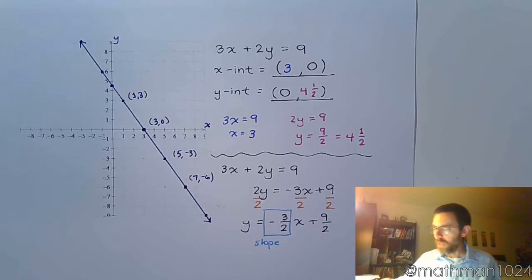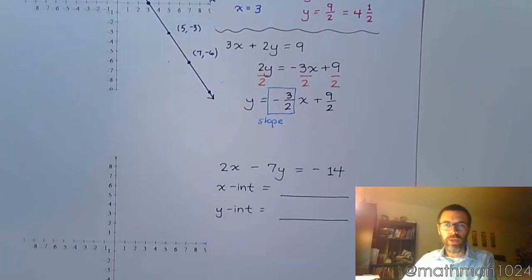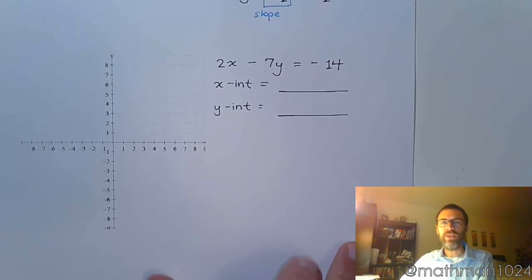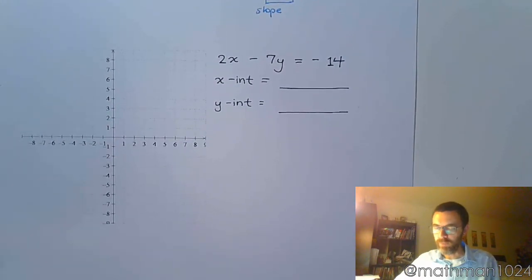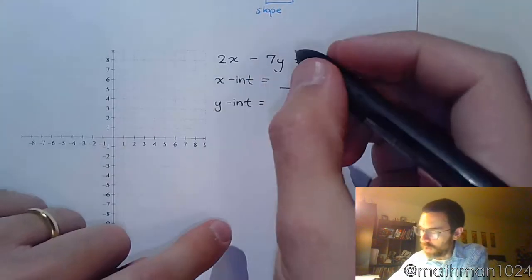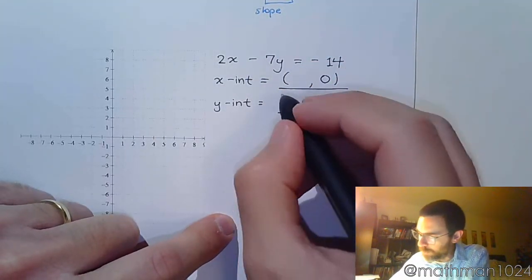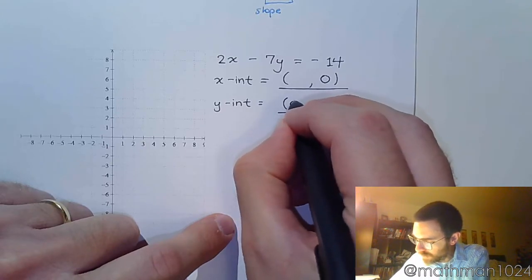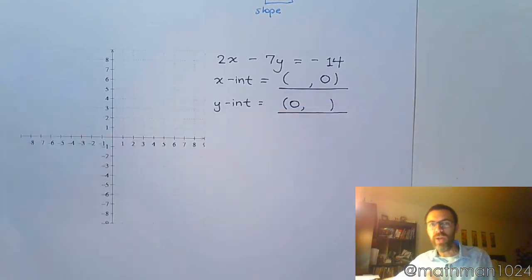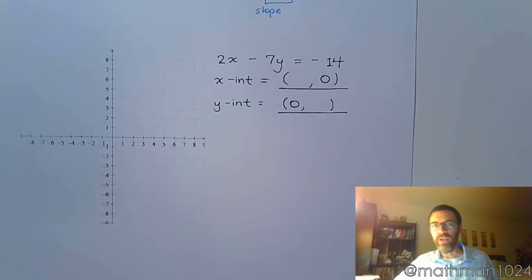All right, let's do one more. Let's look at 2x minus 7y equals negative 14. If the question is asking for your intercepts, you're already halfway there, because you know that for every x-intercept, y is 0. For every y-intercept, x is 0. So you can just go ahead and start there. Start right at the very beginning doing that.